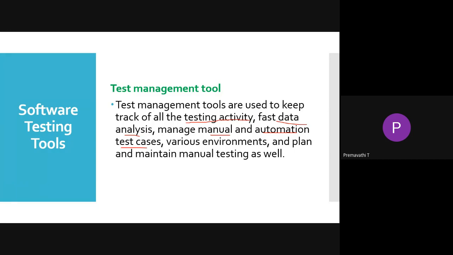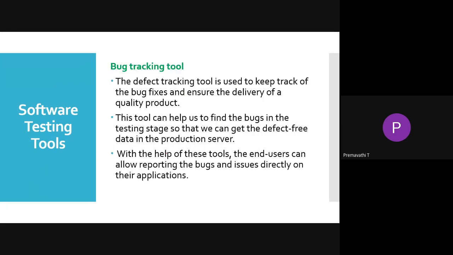So the next one, we go for the next tool. That is a bug tracking tool. A bug tracking tool is used only for defect tracking. It is used to keep track of all the bugs, and we have to fix the bugs over there. We have to fix that, and we have to ensure that the bugs are cleared before delivery. So the defect tracking tool is used to keep track of bug fixes, and it ensures the delivery of a quality product.